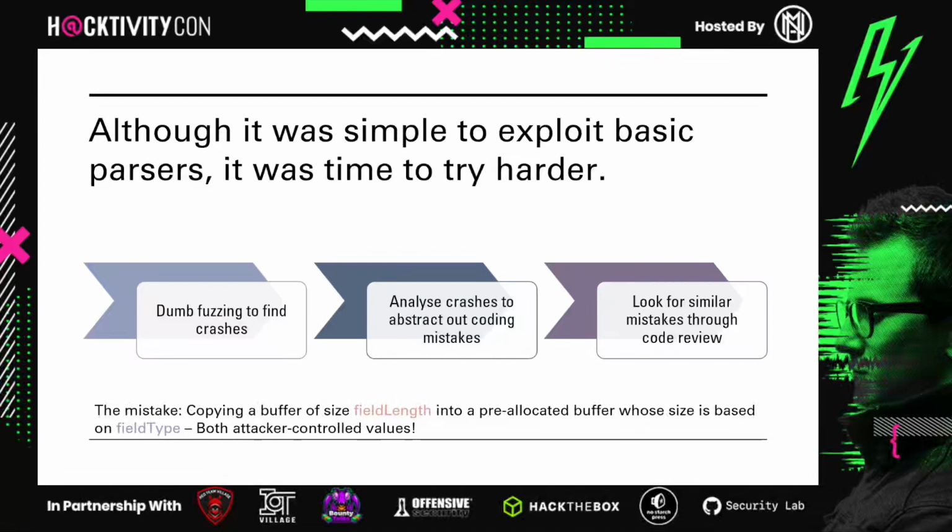So right here, what we have seen is the mistake where the coder trusted the field type byte inside the DBF file, and then used that to allocate a buffer and copy into the buffer a value of size field length, which is also within the DBF file. And this is the mistake I'm going to look for in different source code online.